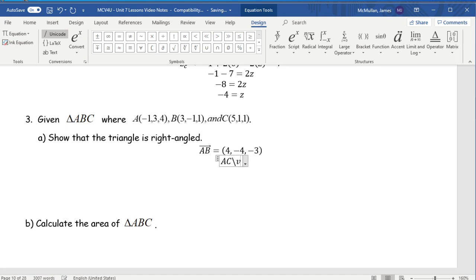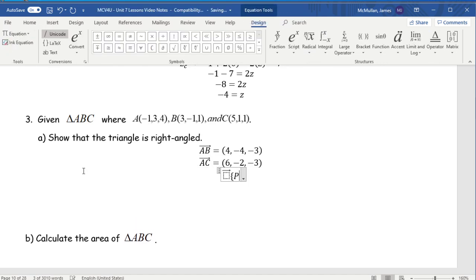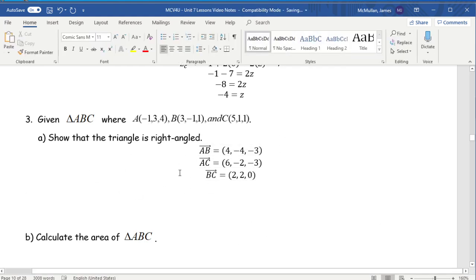AC, okay, vector AC, how do I get from A to C? I'd have to go 6 in the x, right, to get from -1 to 5. To get from 3 to 1, I'd have to go down 2. To get from 4 to 1, I'd have to go down 3. Okay, vector BC, to get from B to C, from 3 to 5 is +2. From -1 to +1 is +2. From +1 to 1 is 0. Okay, so I have those three vectors.